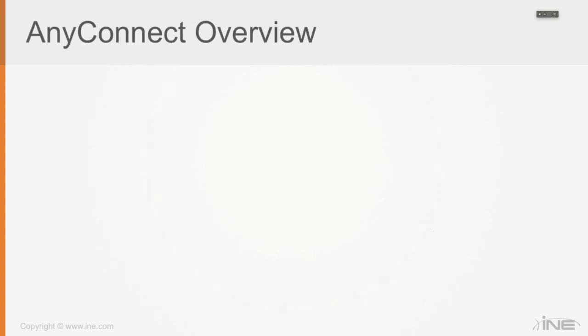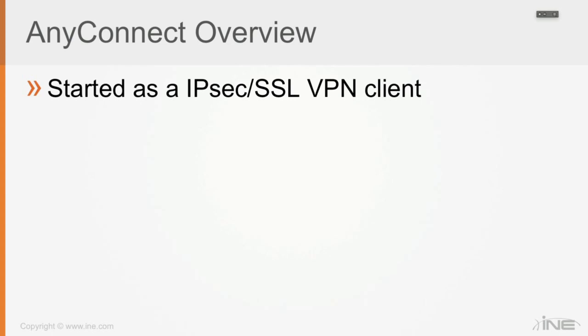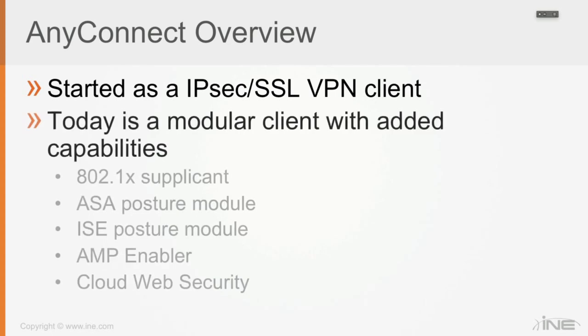So for that reason, we're going to speak about the AnyConnect client of Cisco, which initially started as an IPsec and SSL VPN client, IPsec only with IKEv2, but today is a modular client with added capabilities. When you install AnyConnect, you can choose to install additional modules as well. It has a module which acts like a .1X supplicant. It has the ASA posture module, ISE posture module, AMP enabler, and cloud web security. I'm going to take each of them and speak briefly about some of them we spoke about already, like the cloud web security module.